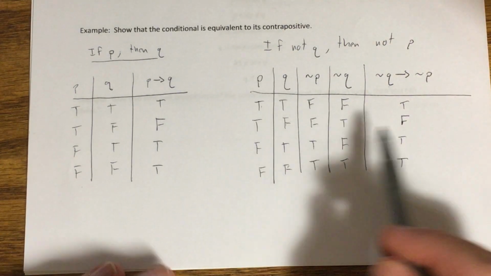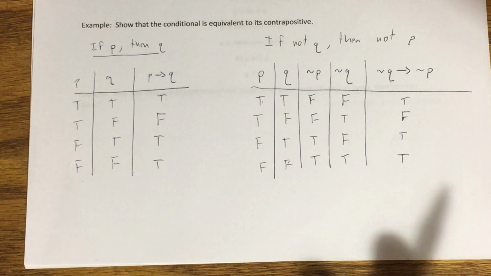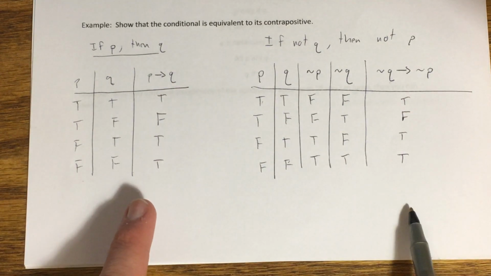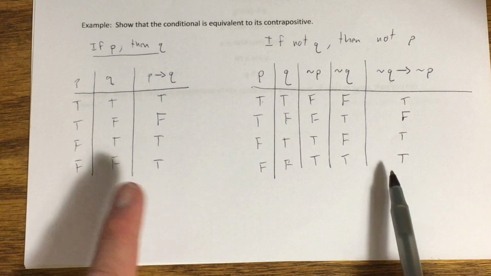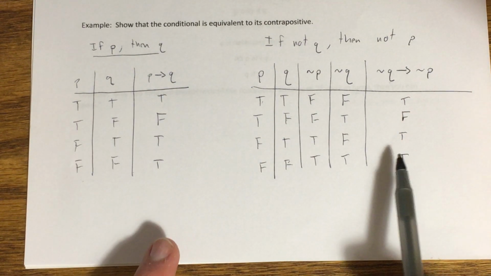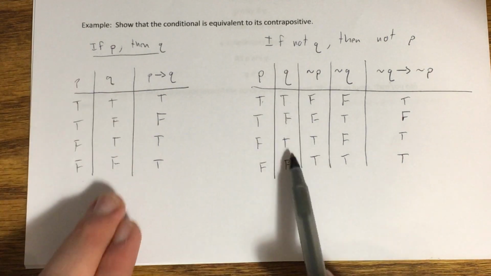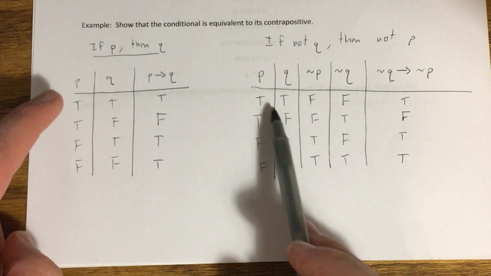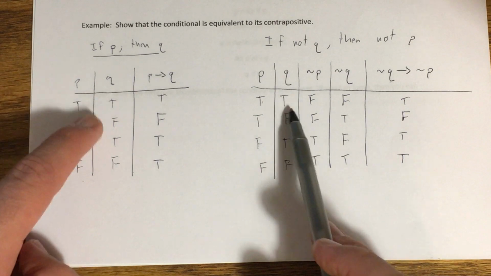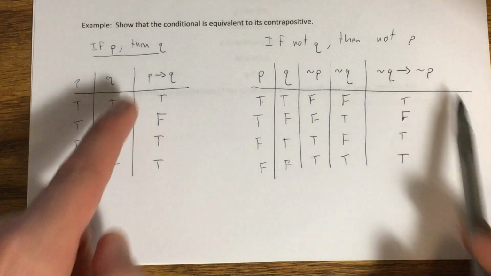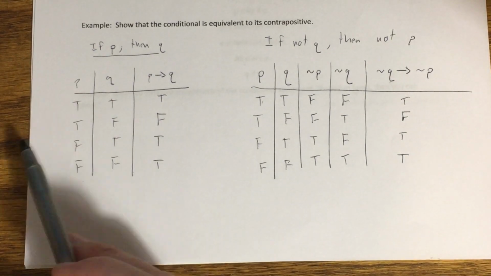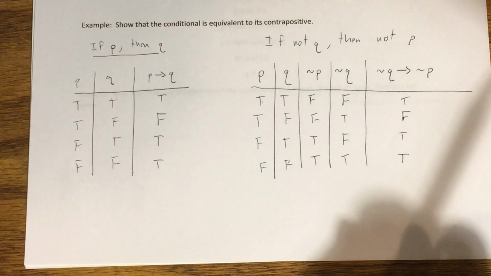And even though this table is bigger, it has more columns, the only thing that we're looking at is this last column to determine whether or not these two truth tables are equivalent, because we kept the P and the Q the same. True, true, false, false, true, false, true, false. For every combination, these columns match. Okay, so those two statements are equivalent.